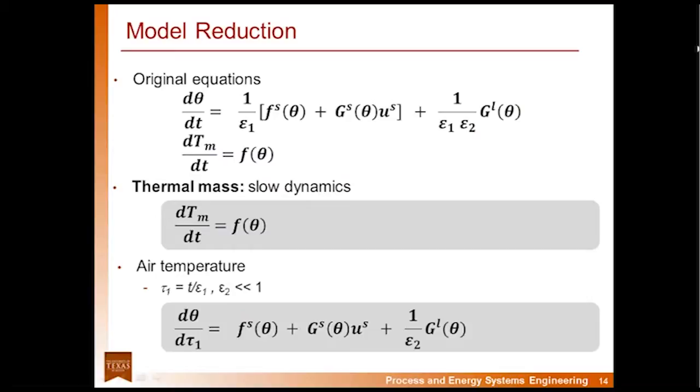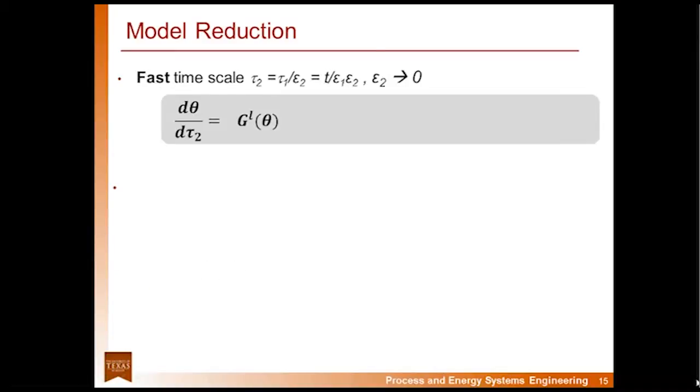And this is effectively zooming in on the fast time scale, or stretching the original time scale to look at the fast transient. So when we do this for the equations for air temperature, we obtain a model that is still in non-standard singularly perturbed form. So we again define another time scale. So we're now zooming in on the air temperature time scale to see the fastest time scale in the system.